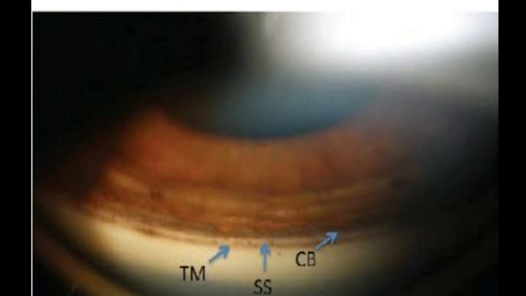So the white line which is seen here is the scleral spur. Anterior to it is the trabecular meshwork and posterior to it is the ciliary body band.